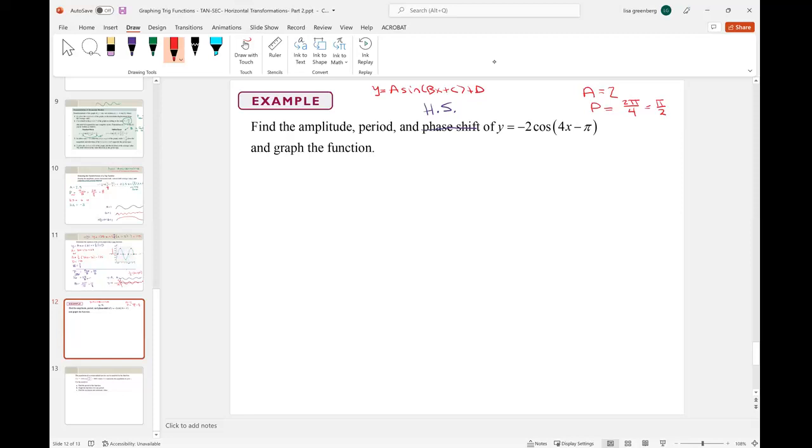Okay. And how do I find my horizontal shift? You factor it out. Yes. So then it's factor 4 out. When you factor 4 out, you divide both terms by 4. So it would be minus pi over 4, because if you distribute, you're going to multiply them, right?